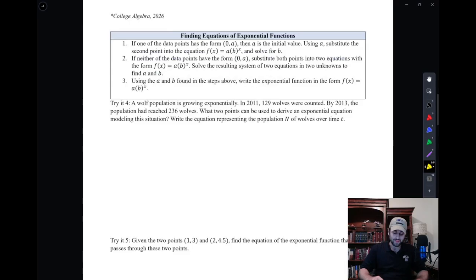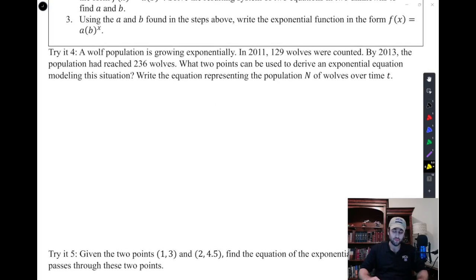All right, so what do we do if they give us a problem? And here's another wolf population one. It's a population again, and we've got 2 years, and we want to figure out what an equation that represents this situation would be. That we had 129 wolves in 2011 and 236 in 2013. So I'm going to write those 2 points first, but then I'm going to manipulate the 2 points to make my equation a lot easier to solve.